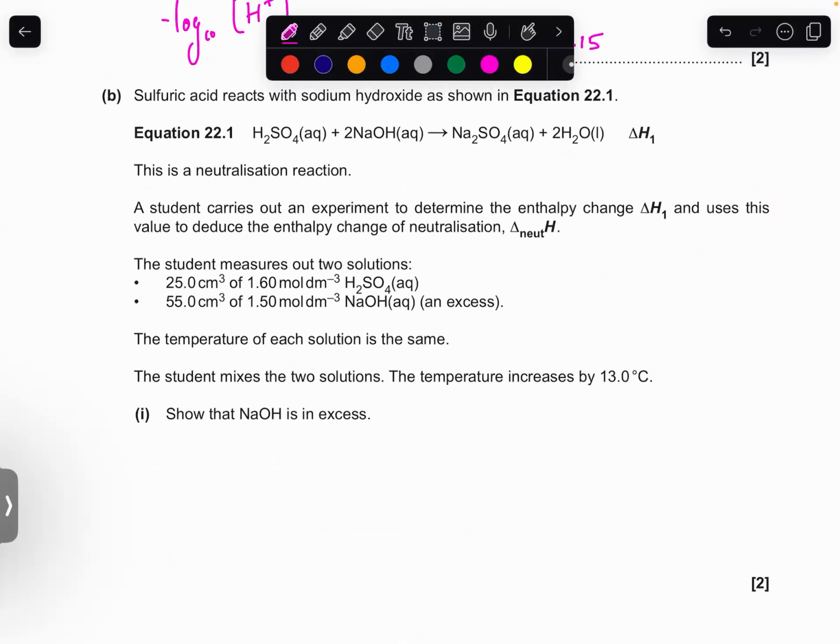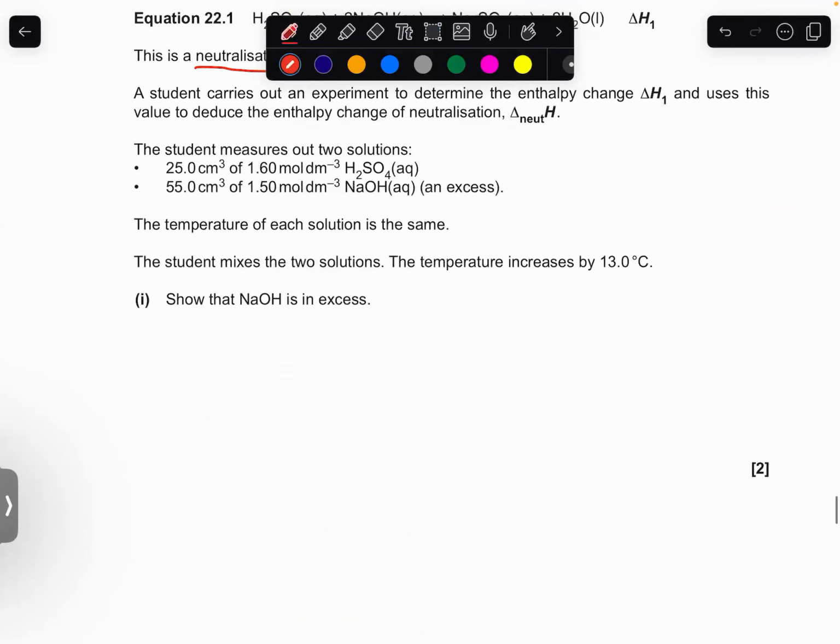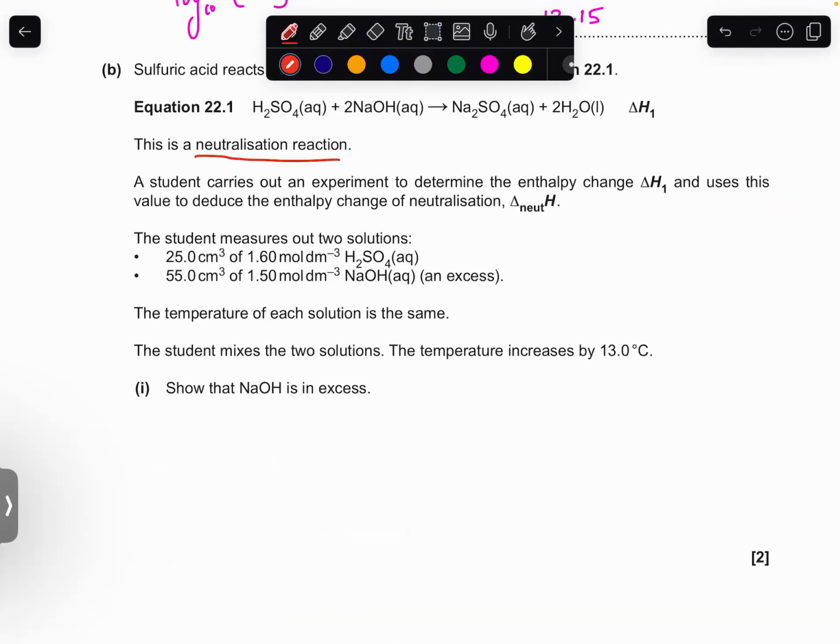Next question, sulfuric acid reacts with sodium hydroxide as shown below. This is a neutralization reaction. And in the second part of part B, they want us to work out the enthalpy change of neutralization. This is a good time to remind you of the definition of enthalpy change of neutralization.